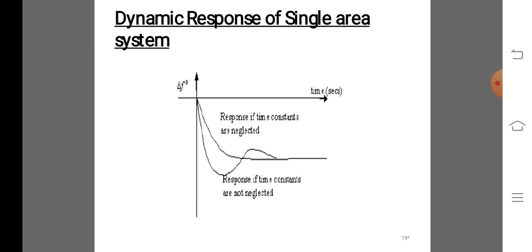This is the dynamic response of a single area system. It takes two kinds of graphical representation. The x-axis takes time in seconds, and the y-axis takes frequency. Both the x-axis and the negative y-axis can give more confidence about the constants and neglecting time constants.